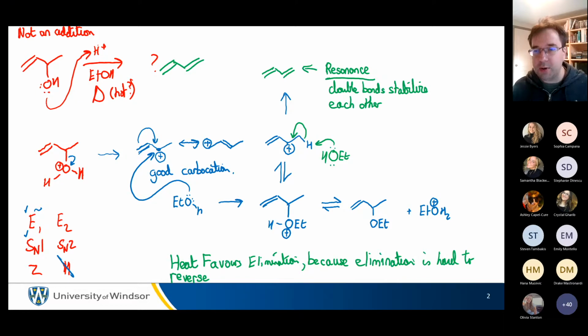Emily, I am happy with that answer. So Emily says if there's heat and it's between SN1 and E1, it will always be E1. Yeah, I'm okay with that, if the nucleophile is remotely basic. If you have a really not basic nucleophile, then it's going to favor substitution, but I can't think of many examples.